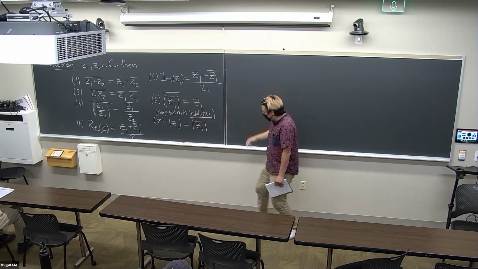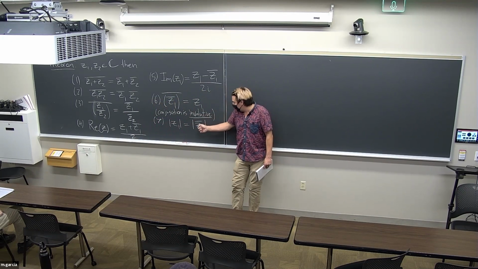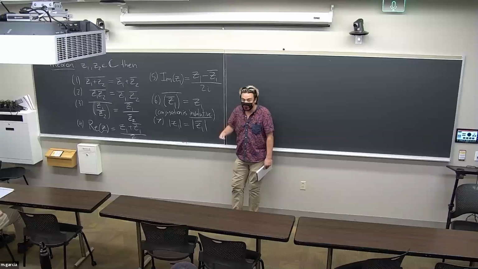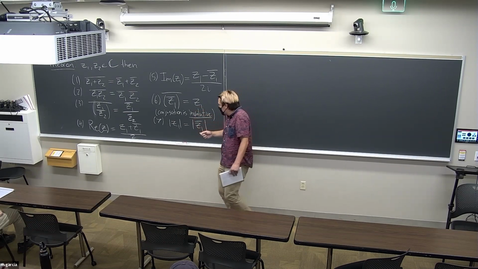Think about this. Remember, the modulus is just the square root of the sum of the squares of A and B. Say Z1 is equal to A plus Bi. So when we take the modulus of Z1 bar, we get the square root of A squared plus negative B squared, which just becomes B squared, right? The negative cancels.